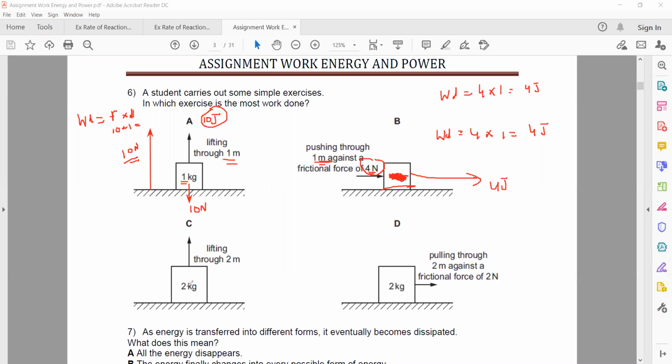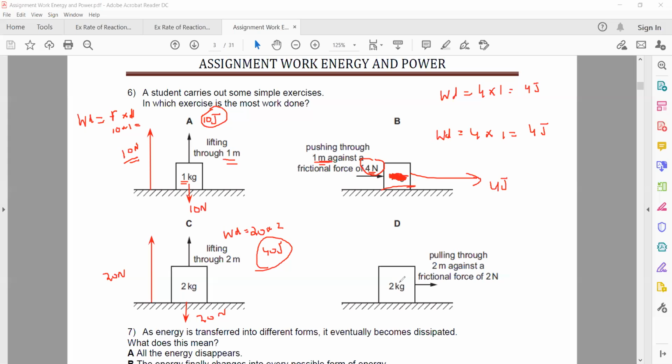What about C? Again, you are lifting an object. How much force do I need to lift this? The weight of C is 20 Newtons. So what will be the minimum force I need to lift this object? The minimum force I need is equal to 20 Newton. When I calculate the work done, work done is force multiplied by distance. So it is 20 multiplied by 2, which is equal to 40 joules. So I have to apply 40 joules for C.